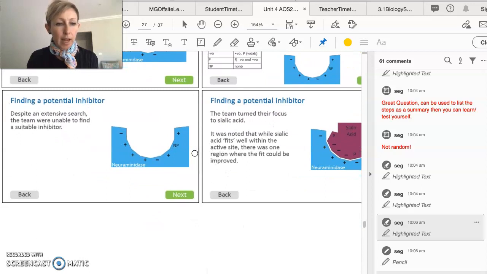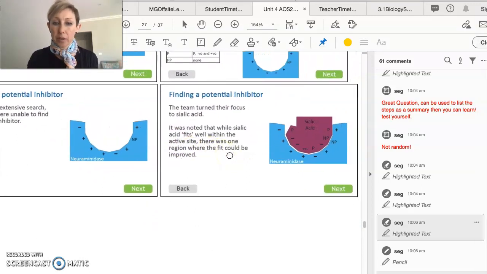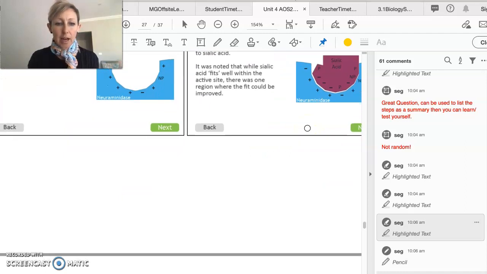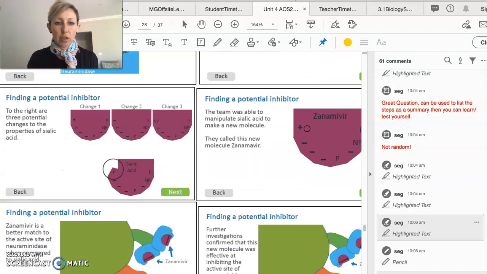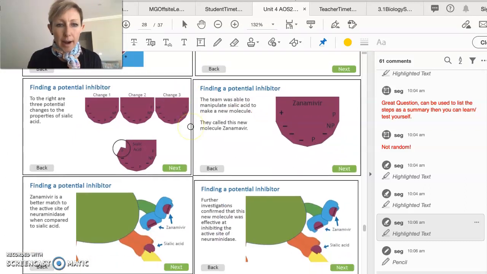So finding a potential inhibitor meant that the scientists were designing something based on this purple molecule here, okay? And what you can see, so you were asked to choose potential candidates for this, and they gave you different charges on the possible candidates and asked you to work out which ones would fit most effectively.